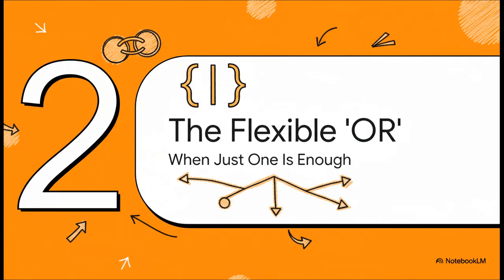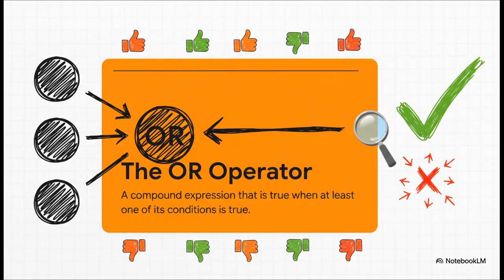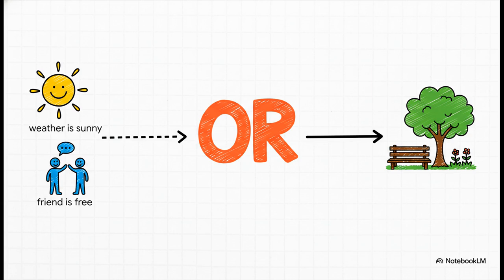Okay, let's jump into our first tool. This one is probably the most flexible of the bunch, the OR operator. This is your go-to when you've got a few different conditions, but you only need one of them to be true to move forward. Here's the key thing to remember about OR. It creates a single question out of many, and that question is true if at least one of the parts is true. It's basically looking for just one yes to give a final yes. The only possible way for an OR expression to be false is if every single one of its conditions is false.